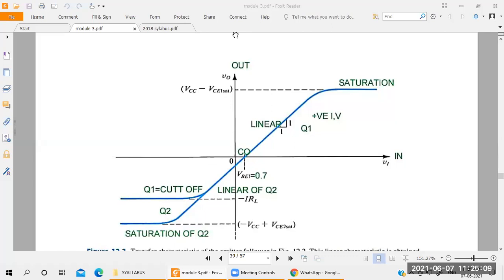Understood? This is the complete transfer characteristics of class A amplifier. Understood? So are there any doubts here?